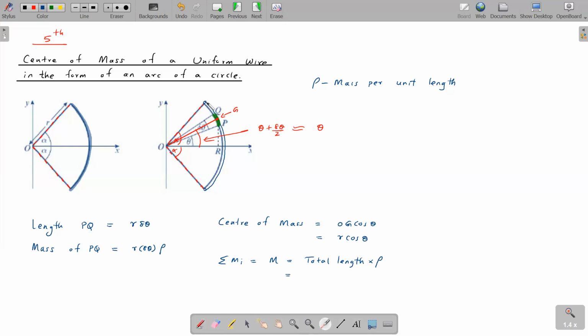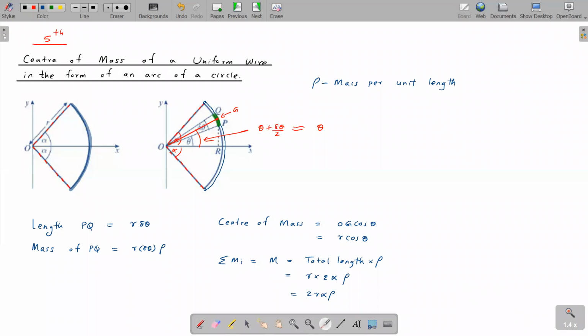If you take this sector, I think you can see we can easily get the full length, right? Because we know how to get the arc length of a sector. Arc length of a sector is r theta. So what's r theta here? r theta is 2 alpha. Right guys, r theta is 2 alpha. So r theta into rho, so you get 2r alpha rho.